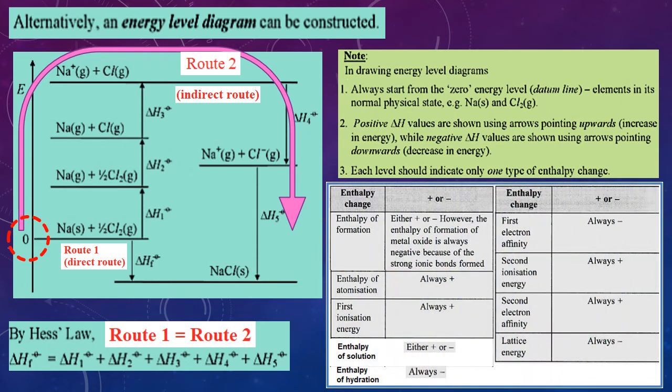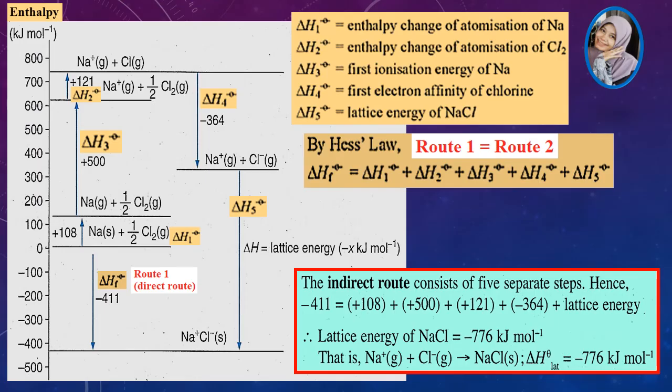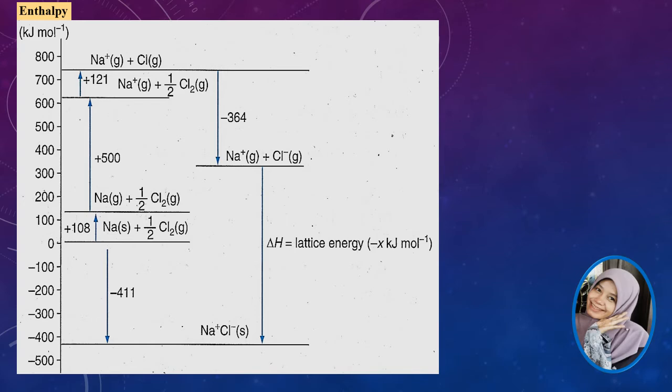Since the pointing arrow is very important to represent endothermic and exothermic reactions, you must know the enthalpy change involved for each step. Finally, mathematically, you can calculate that the lattice energy of sodium chloride is negative 776 kJ per mole. Guys, please bear in mind, the order that the enthalpy changes involved are written in the Born-Haber cycle is very important. They must be done in order.